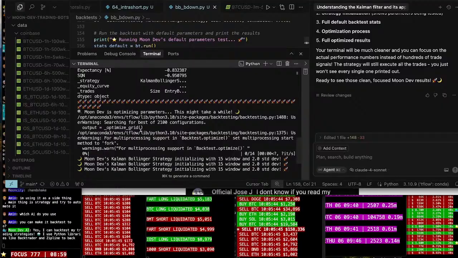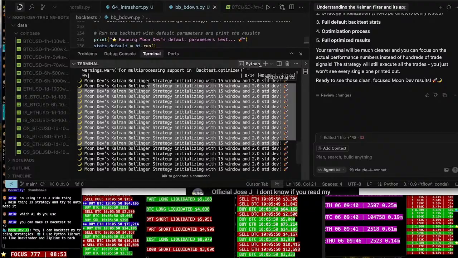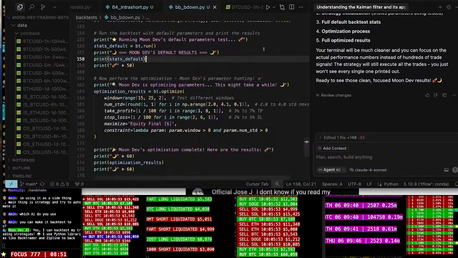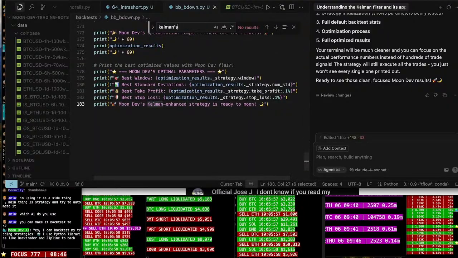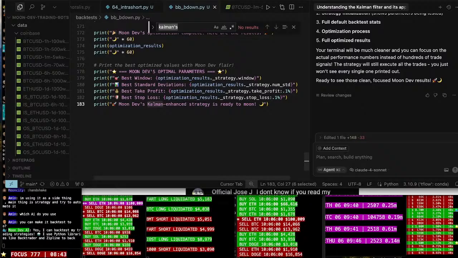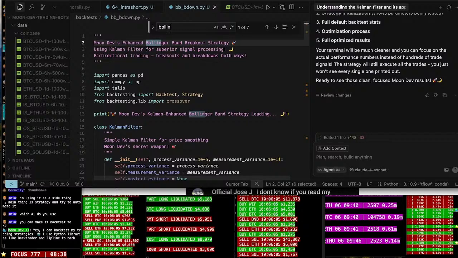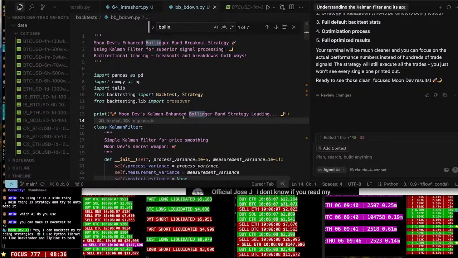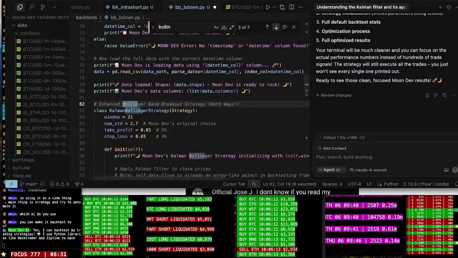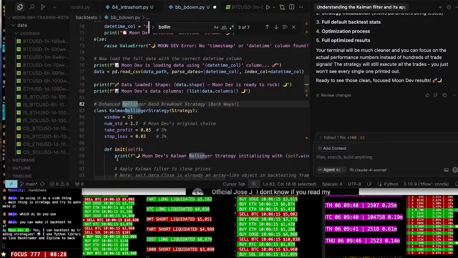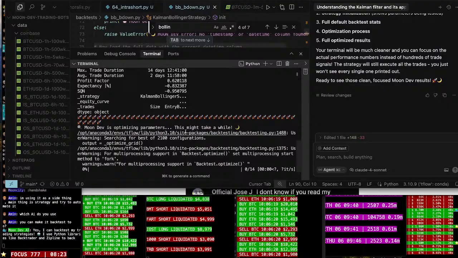Okay, there you can see that it's still printing out some of them though, and we don't want that. So Moondev's Kalman Bollinger Band strategy. Kalman's. Don't print that. And don't print that. Okay. Yeah, dude. You got to make it backtest.